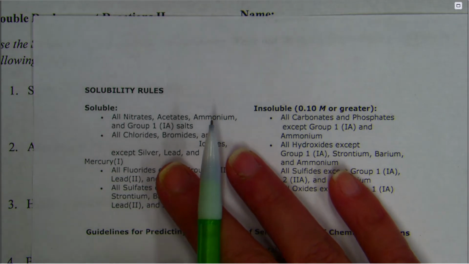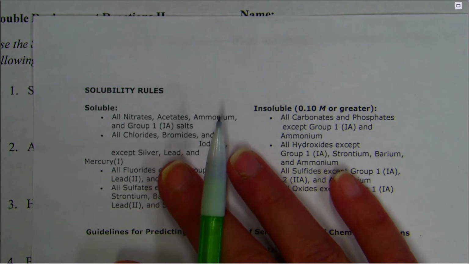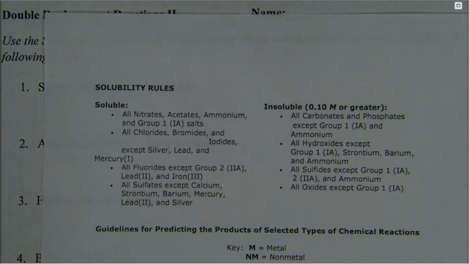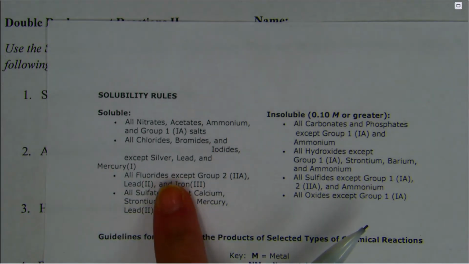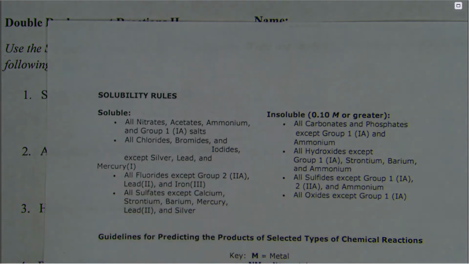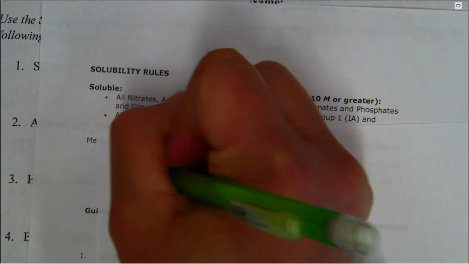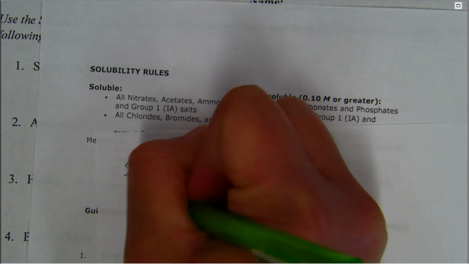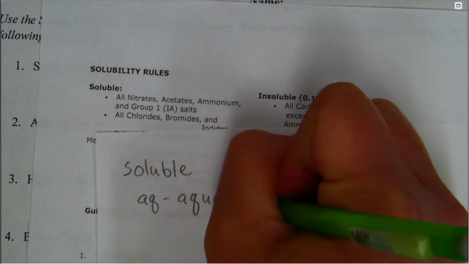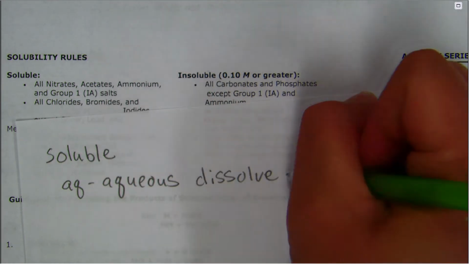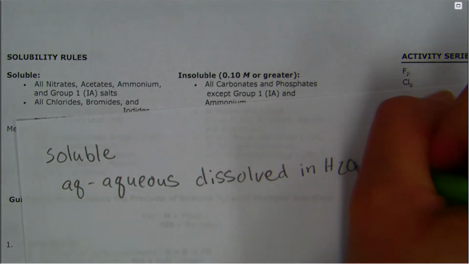You will have to be able to determine if it is soluble or insoluble from your brain and not from this piece of paper. So don't become dependent on it. Make sure you understand how the solubility rules work. All right, so when we look at our solubility rules, we see that it is soluble. And soluble simply means dissolved in usually water, which is aqueous. I'm going to put dissolved in water, but it could be dissolved in something else. It's just usually dissolved in water.